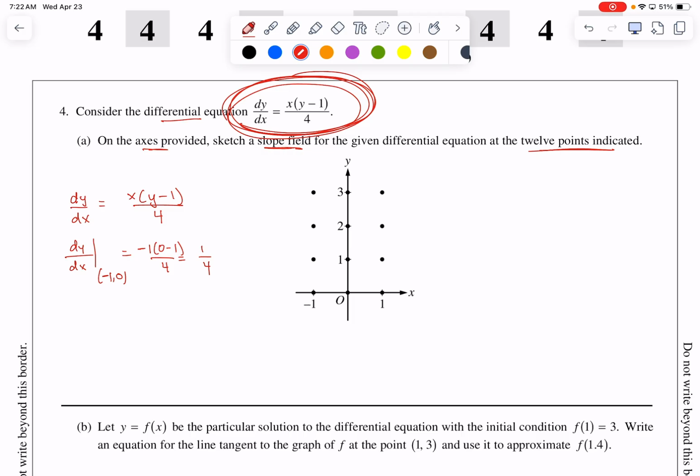Now, here's the rule of thumb. A 45-degree angle, listen to me, and I'm going to go over this in class today. A 45-degree angle is a slope of 1.